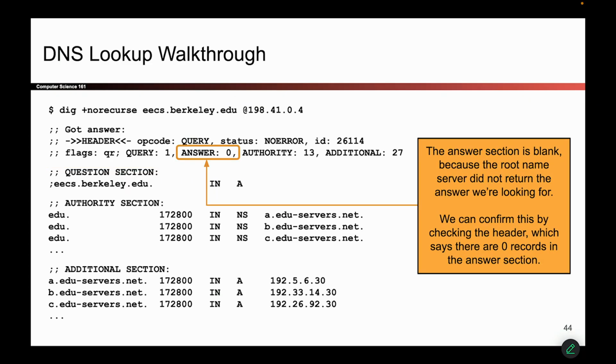Now we move on to the answer section. It's blank. There's 0 records. We can see from the header.